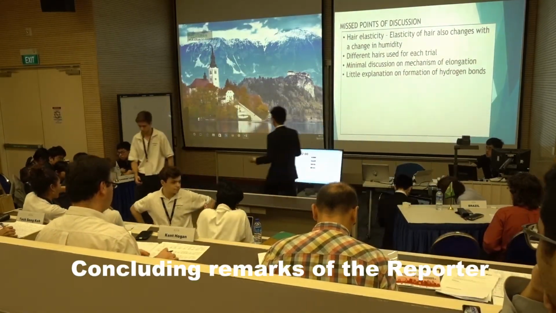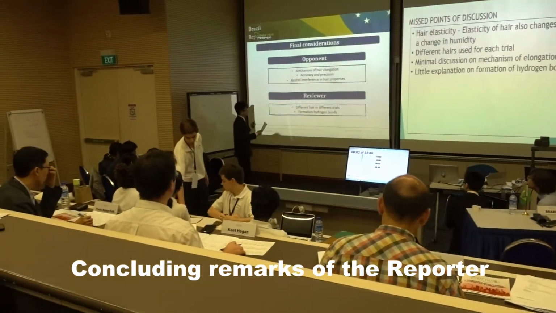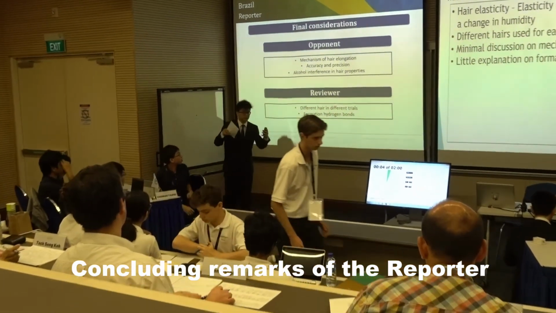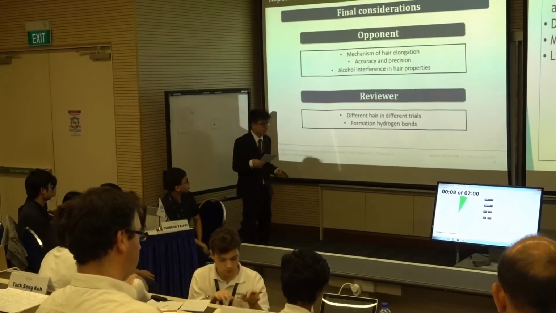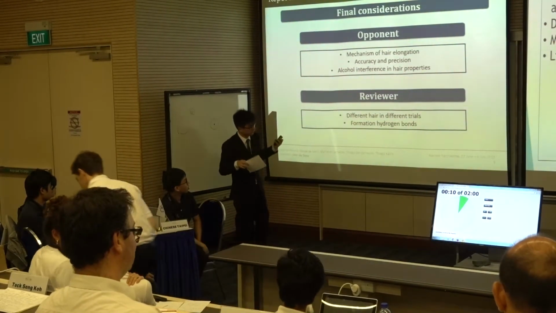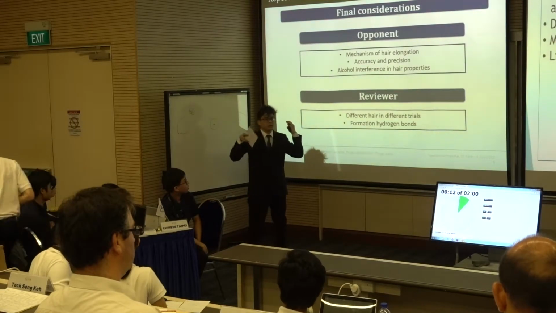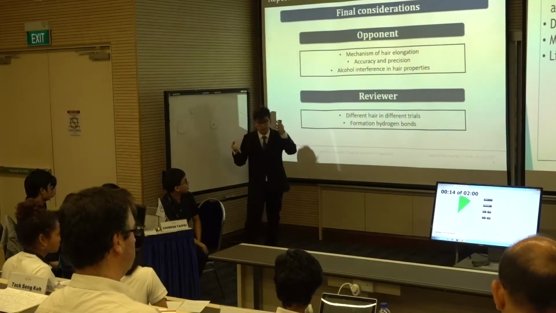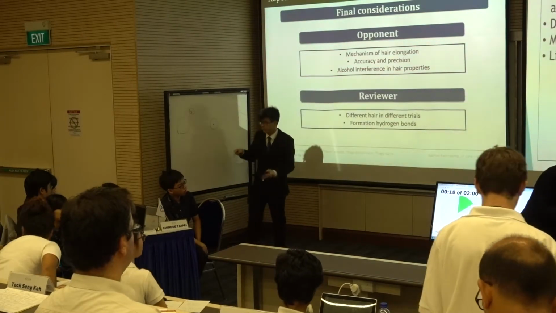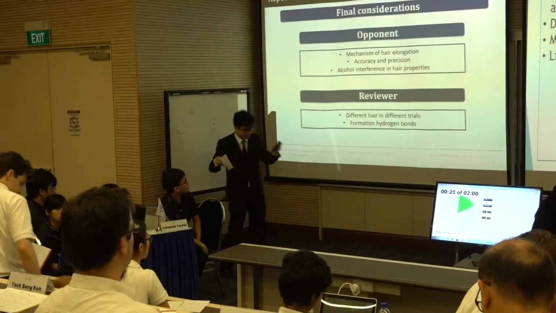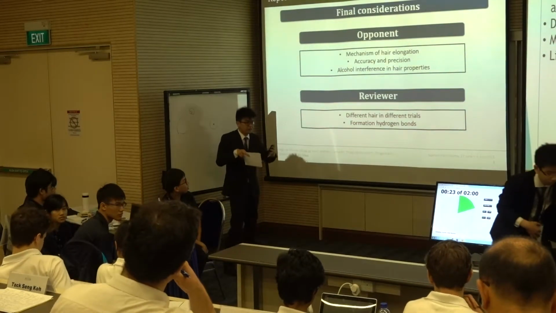So in relation to the final considerations, I would like to address some points of the opponent. He said something about the mechanism of the elongation of the hair, and I think that this mechanism was well explained in my qualitative analysis. I gave the interactions between the water vapor and the hydrogen bonds, and as the water vapor has the predominance, in the hydrogen bonds we have its preference in entering and then swelling the hair.